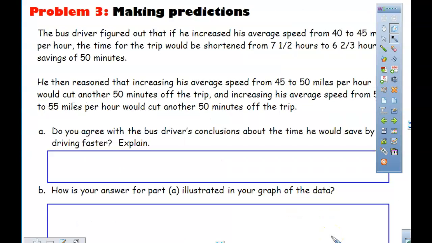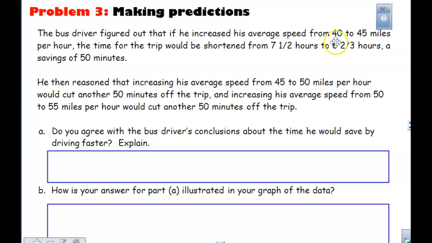So at the top of the next page, as you are looking at page 22, the last of our notes for today says the bus driver figured out that if he increased the speed from 40 to 45 per hour, the time of the trip was shortened from 7.5 to 6 2/3, saving about 50 minutes. He reasoned that the increased average speed from 45 to 50 miles per hour would cut another 50 minutes off the trip. Increasing his average speed from 50 to 55 per hour would cut it another 50 minutes.